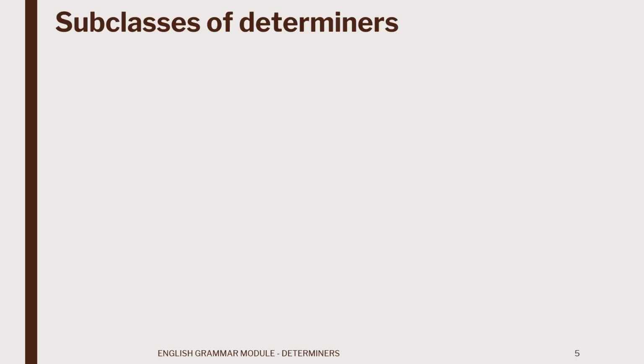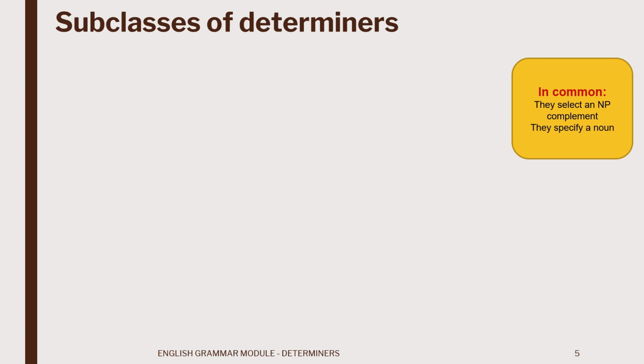We now know that determiners are functional categories and that they are grouped together because they share some common properties. So if we consider the broad class of determiners, that is, all the elements that can be considered determiners, we can say that all of them select a noun phrase complement, and that all determiners will specify the noun head of that noun phrase complement.